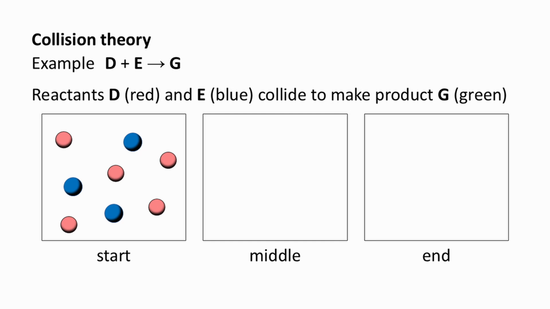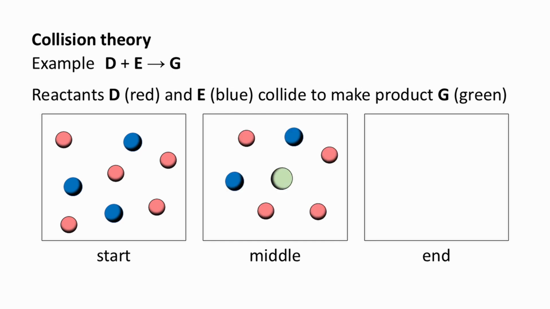D and E are reactants and react in a 1:1 ratio to make product G. Although D and E react in a 1:1 ratio, they can be present in any ratio. In this example, there are more particles of reactant D than there are of E. We can say that D is in excess. At the start of the reaction, particles of product G have yet to form.